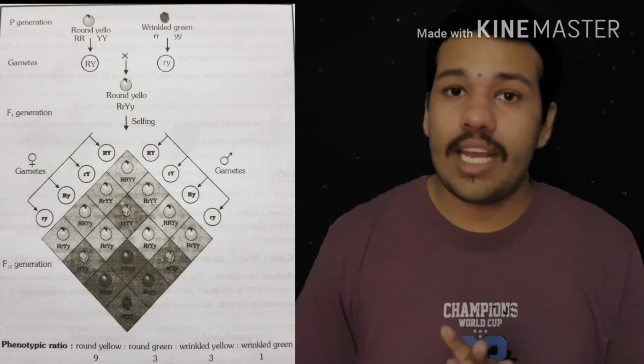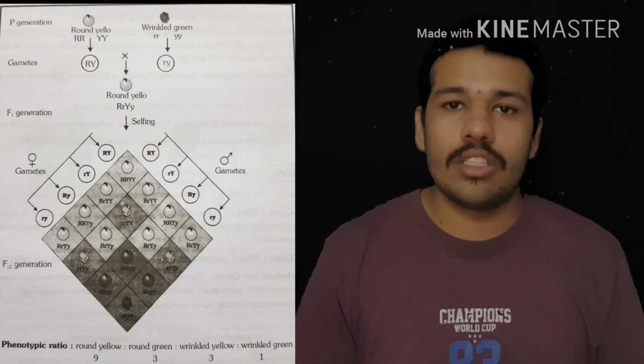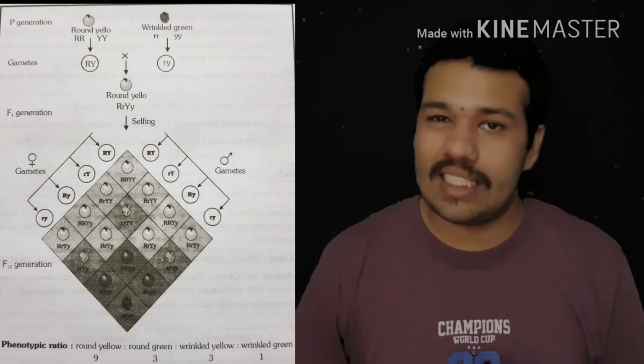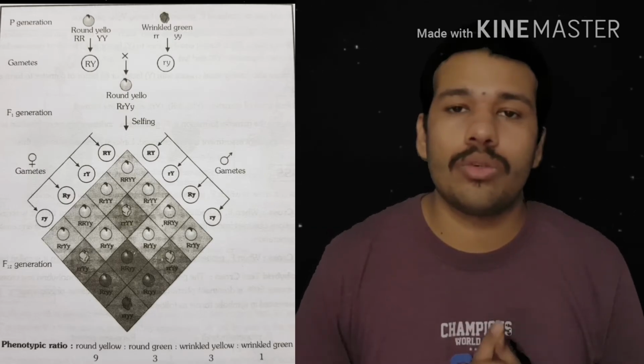9:3:3:1. Now the 9 is the ratio of the round and yellow seeds. The 3 denotes round and green seeds. The next 3 denotes wrinkled and yellow seeds. The last denotes wrinkled and green seeds. This was the phenotypic ratio every time Mendel performed this experiment, and he came to the conclusion that the shape of the seed and the color of the seed are independently assorted to the gamete at the time of gametogenesis.